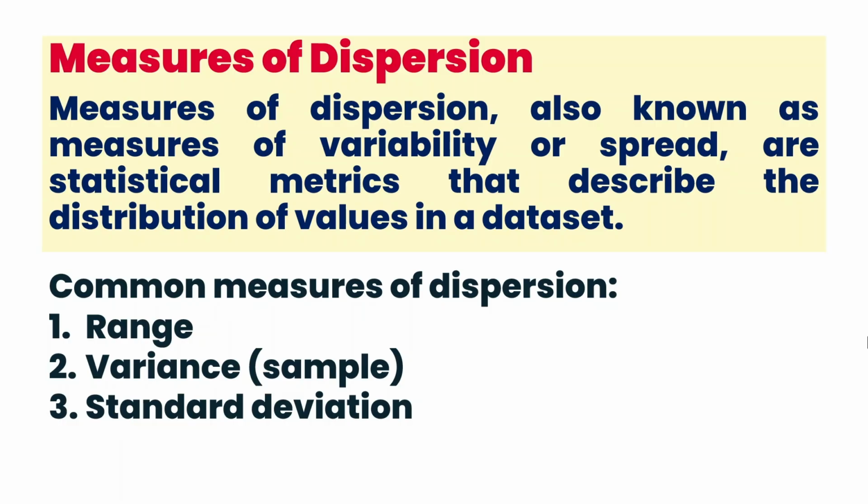Measures of dispersion, also known as measures of variability or spread, are statistical metrics that describe the distribution of values in a dataset. There are many measures of dispersion. The most common ones are range, variance or sample variance, and standard deviation. Let's talk about the range first.